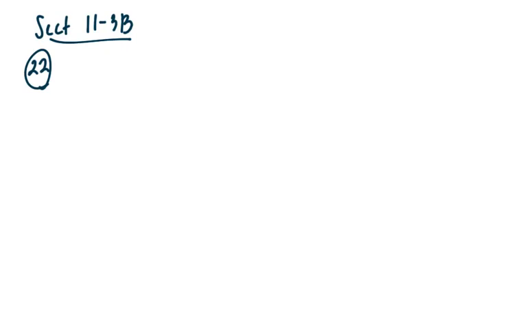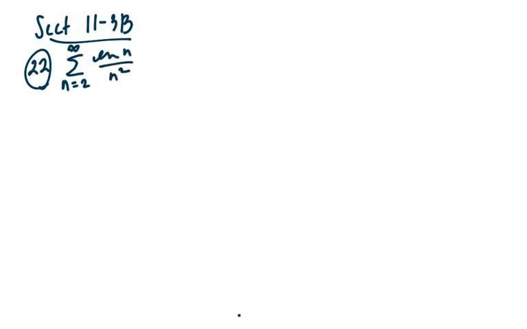This is section 11.3b. I just feel like there's some problems that would benefit you to work through with me. Number 22 says the sum from n equals 2 to infinity of natural log of n over n squared.